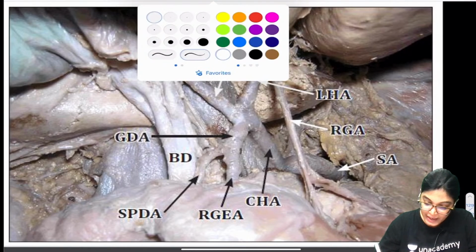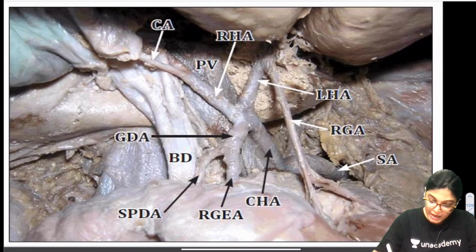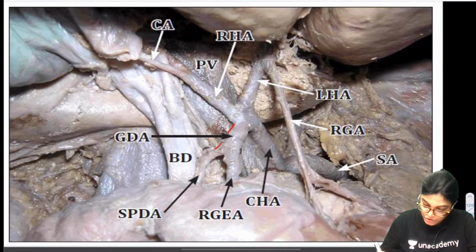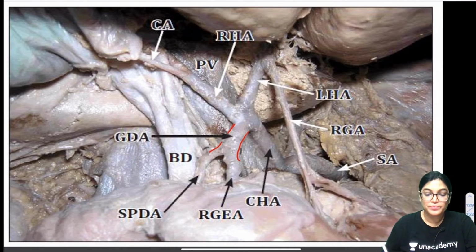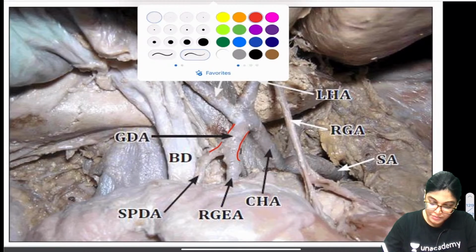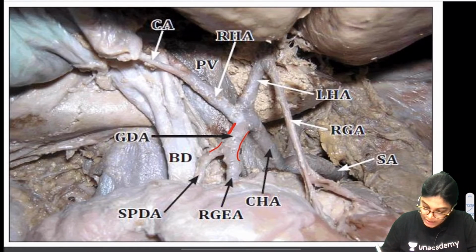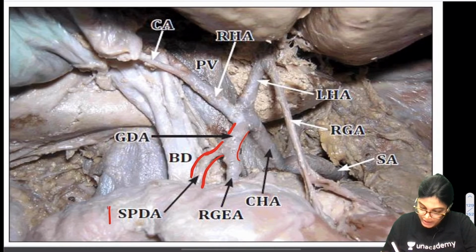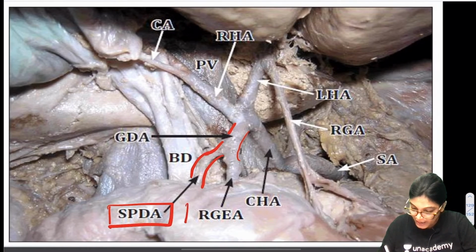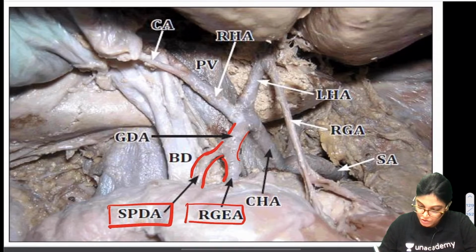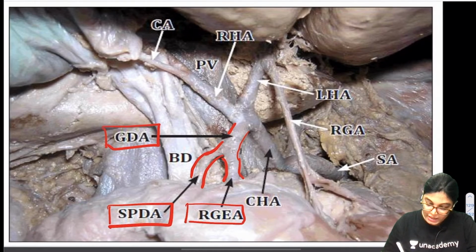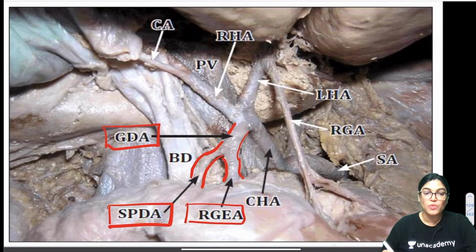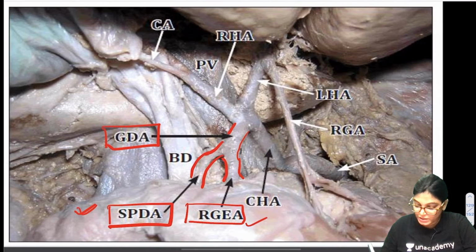So, let me just highlight it. This is the gastroduodenal artery, no doubt about this. This is the gastroduodenal artery, which is giving two branches: superior pancreatico-duodenal artery and right gastroepiploic artery.